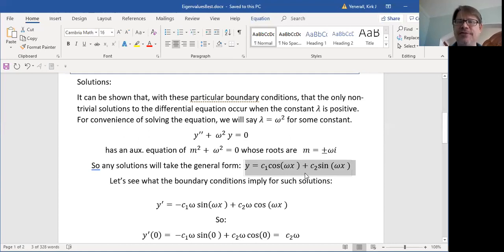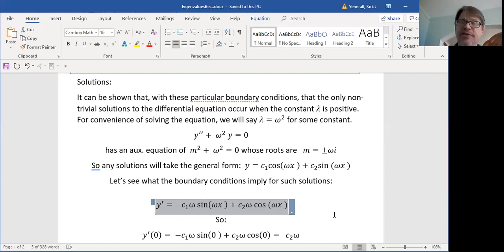If this is the function, then its first derivative is negative C1 omega times the sine of omega x plus C2 times omega times the cosine of omega x. This would be our expression for our first derivative. And we had two conditions on that first derivative. The first one was that the first derivative at 0 has a value of 0. Let's see what that tells us.